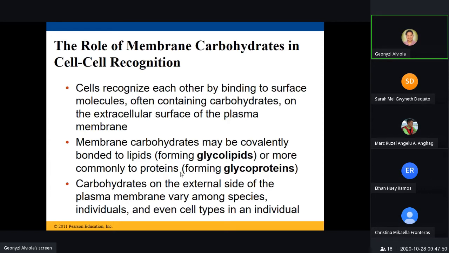So commonly to proteins forming glycoproteins. So mura siya kung imagine nato, mura lang gyapon pareha sa enzyme na lock and key. So, katong glycoproteins, katong cell na naay protein na attached to a carbohydrate, makakonect siya sa another cell that has a protein na wala pa'y glycoprotein.